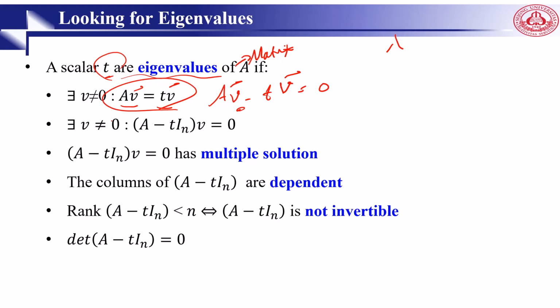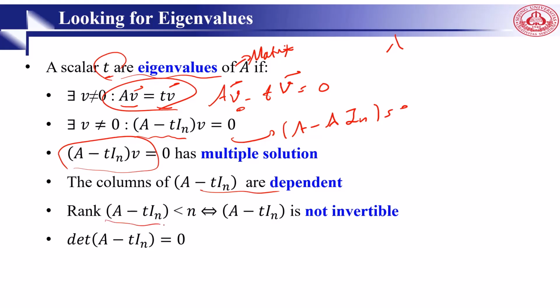So we can say that lambda is an eigenvalue if there exists a non-zero V such that A minus T, or A minus lambda I, times V is equal to 0. Same thing as in the previous lecture, where we had A minus lambda I equal to 0. The columns of A minus TI are dependent if and only if T is an eigenvalue. We may have multiple solutions for this one. It's possible to have multiple solutions.